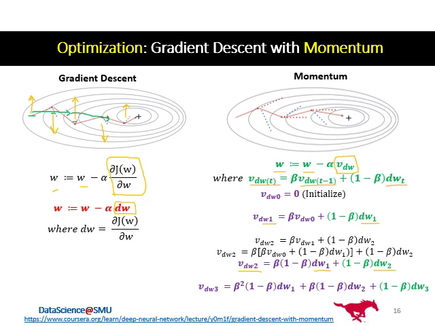Similarly, at the third iteration, VDW3, now we have this velocity is a combination of the gradient at the first iteration plus the gradient at the second iteration plus the gradient at the third iteration. So again we can see that the velocity is an averaging effect of the gradients of the previous iterations as well as the current iteration.